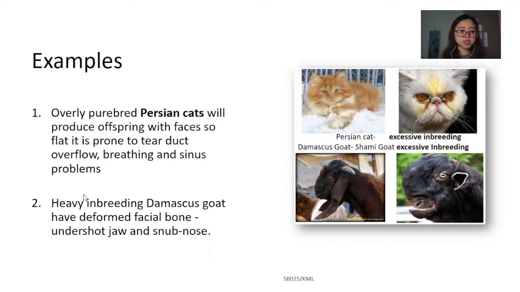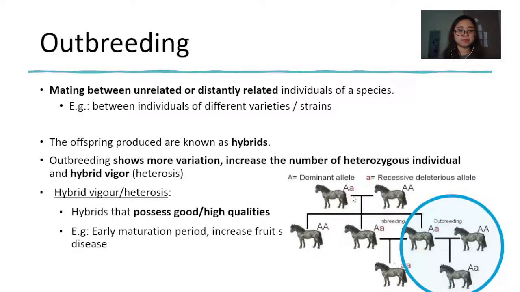Another example is we have the heavy inbreeding in Damascus goat. So over many generations of excessive inbreeding, this Damascus goat will have deformed facial bones. They will have an undershot jaw and a snub nose. So dia punya rahang bahagian bawah terlampau panjang, hidung dia terlampau pendek. And they're going to have a lower chance of survival in the wild.